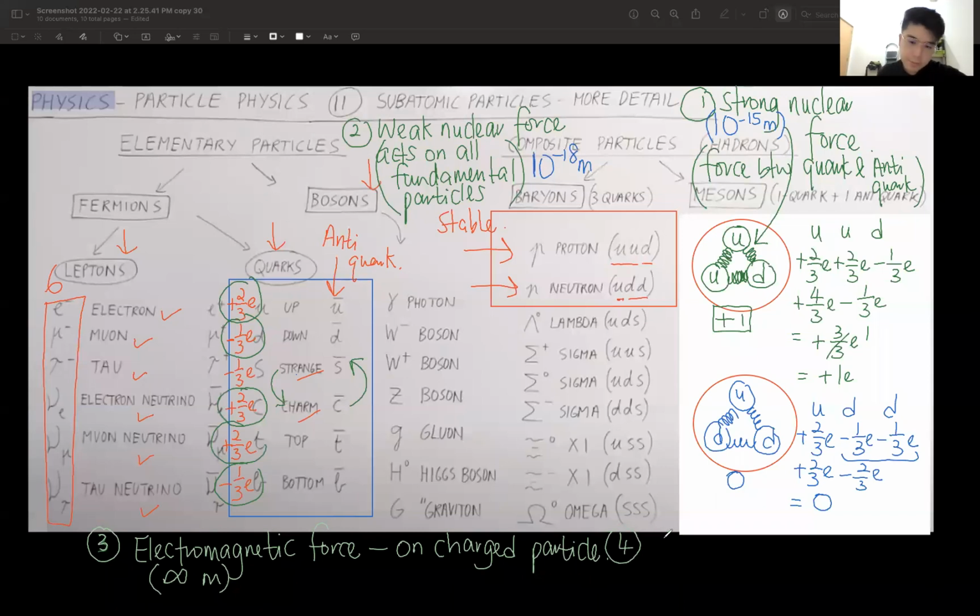The last fundamental force is gravitational force. This one is also infinity because gravity can act very far, right? Sun, solar system, very, very far, infinity. And gravitational force is on all objects, every single object in the universe. Okay, they can be affected by gravity. So we say that these 4 forces are the 4 fundamental forces.